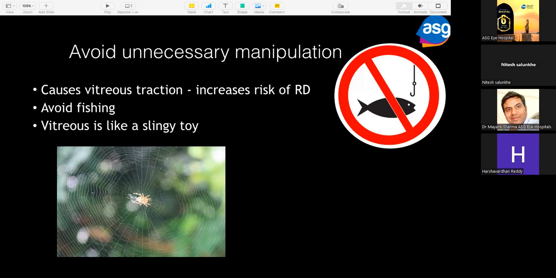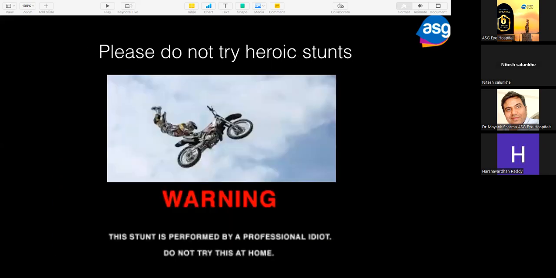The thing you need to understand about vitreous is that it's like a slingy toy. So the more you tug at it, the more it will come to you, and the more it will tug onto the retina and bring it with it. So you should avoid that. And do not try any heroic stunts. Leave it to the people who are professionally trained for it.